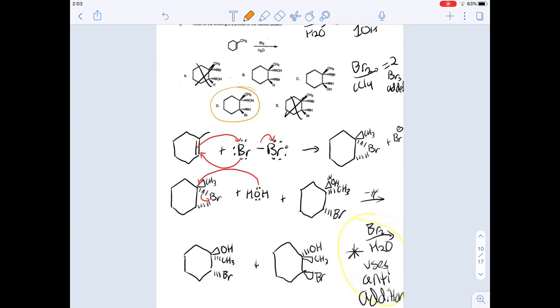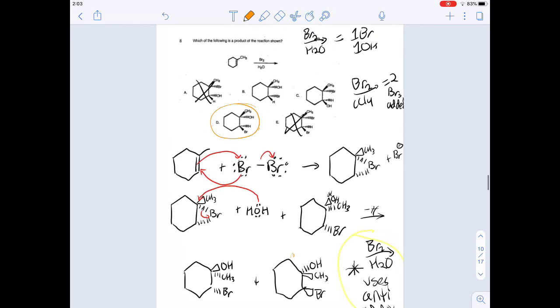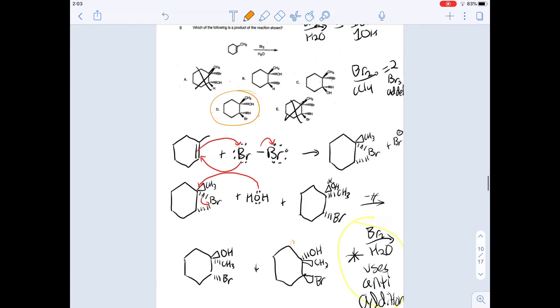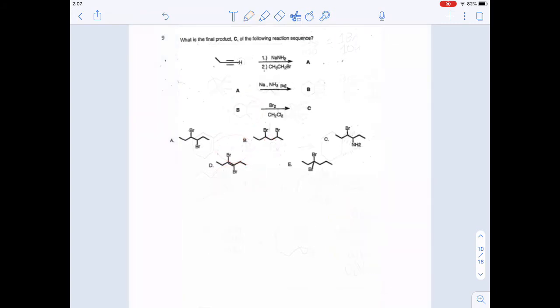Do we see that? How those are the same? This and this. And that means your answer for number 8 is going to be D.